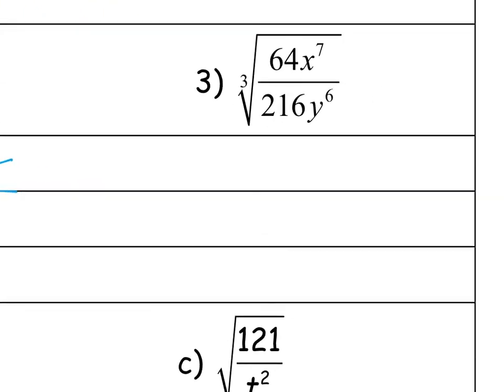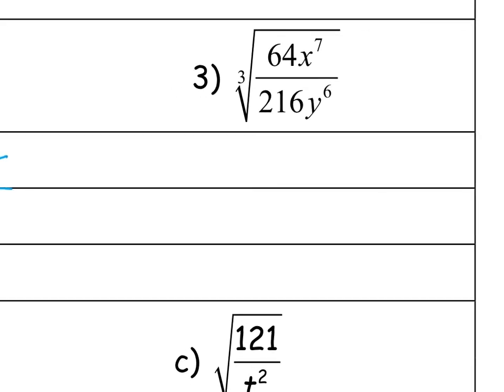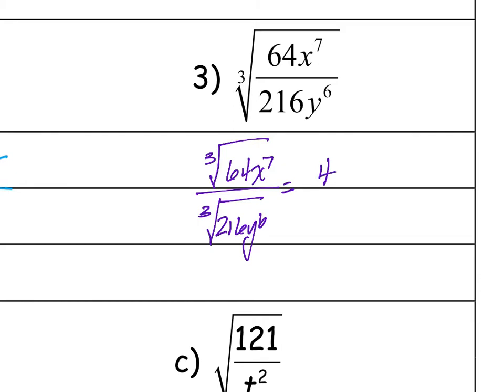3, same thing, right? I can do the same thing. I can rewrite this as the cubed root of 64x to the 7th over the cubed root of 216y to the 6th. So if I write that separately, the cubed root of 64 is 4. And x to the 7th, there's 2 groups of 3 in there. And then I have the cubed root of x over 216. I think that's 6 times 6 times 6. I'm going to check. Sorry.